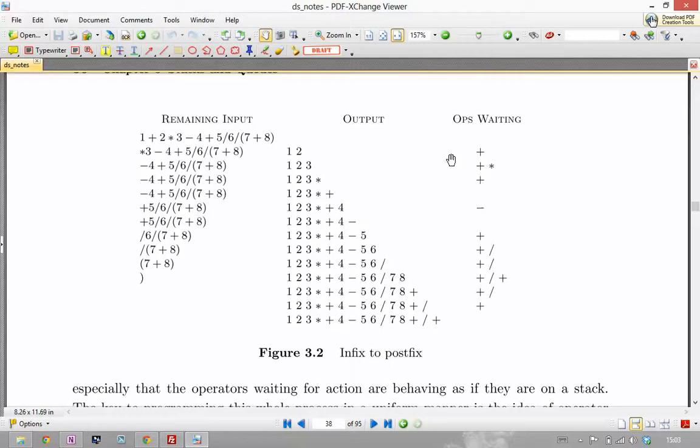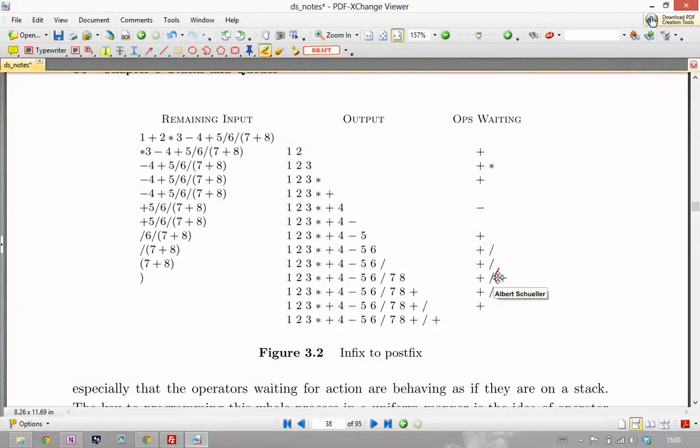Okay, so pretend there's a parenthesis right there. In fact, I can put one in there. Where did I want to put it? Right. Okay.